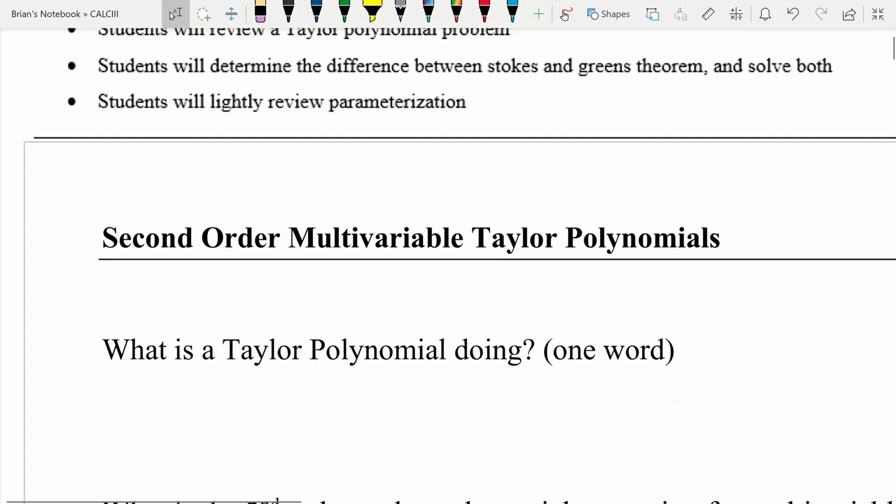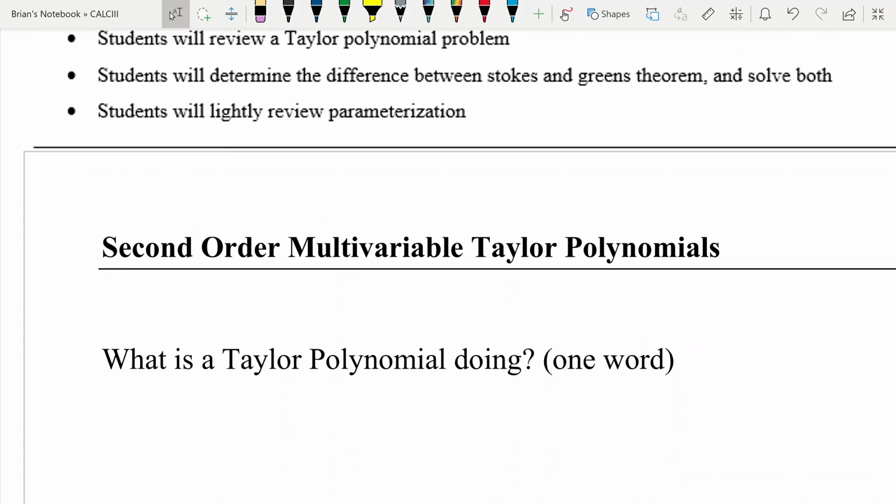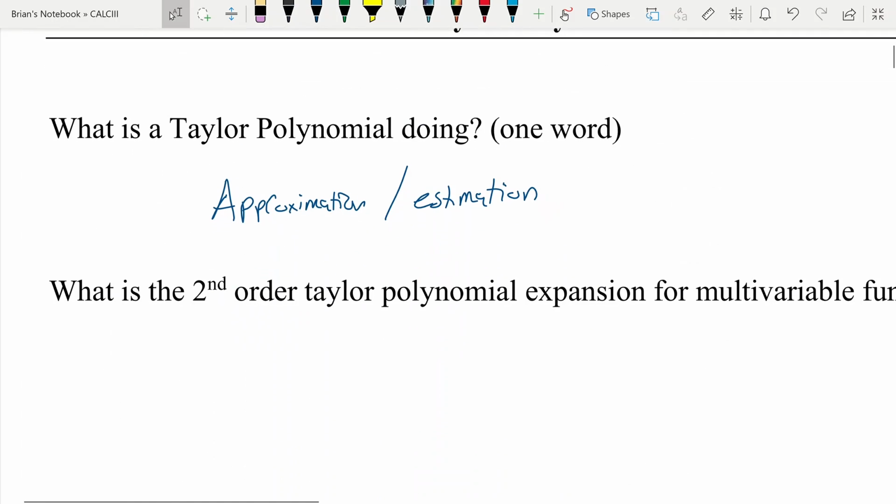But let's talk about Taylor polynomials. In one word, what are Taylor polynomials going to be doing? Can someone say it in the chat? Anybody got any idea? Just one word. You can guess whatever you want. Anybody? Approximation. Gosh, yes, Nathan. Estimation. Yeah, thank you. Approximation, estimation, something like that. I'm going to say approximation. You know what? We'll do approximation/estimation. Those are both perfect. They're just approximating or estimating something. So when you see a problem, it's asking for approximation or estimation of something.